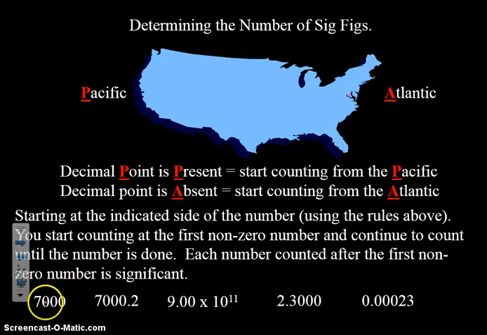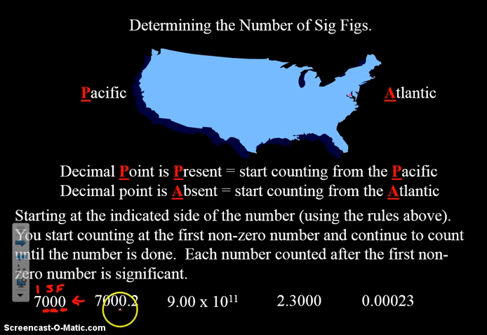Okay. So let's have a look at this first example here. We have the number 7,000 with no decimal point. The decimal point is absent, so we start counting from the Atlantic. That's this side over here. We'll start counting with this number. It's a 0, so it doesn't count. This one also is 0, doesn't count. 0 doesn't count. Here's our first non-zero, so we have 1 sig fig. So this number has 1 sig fig.